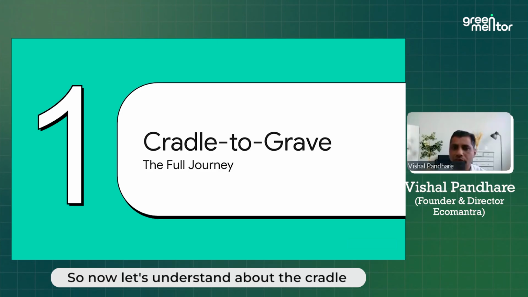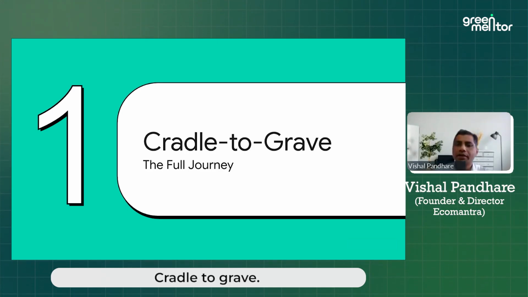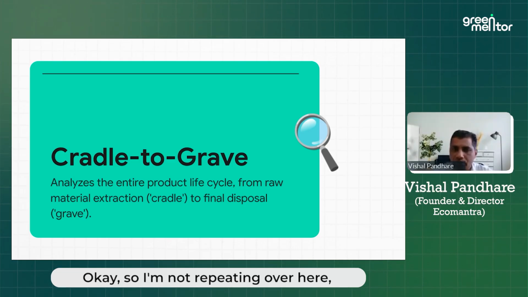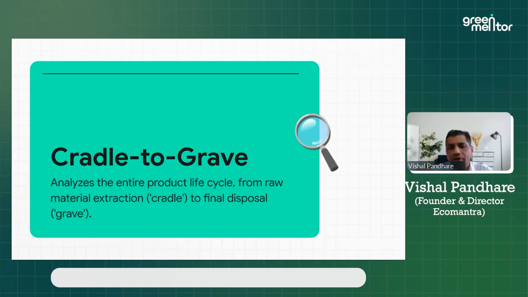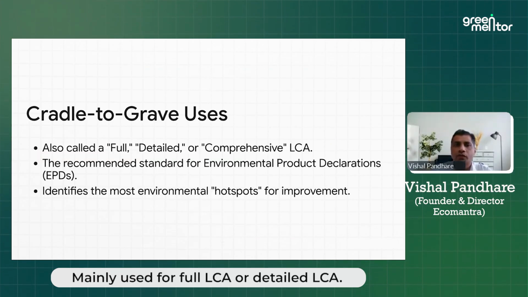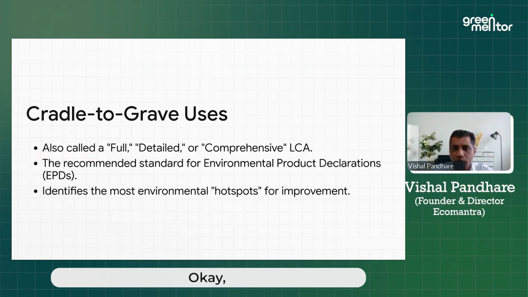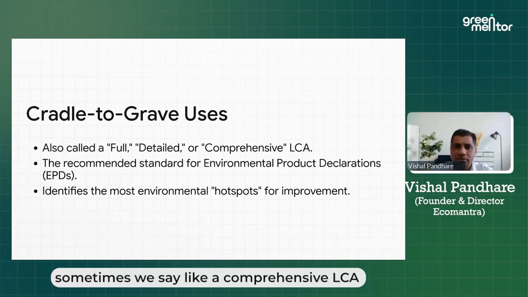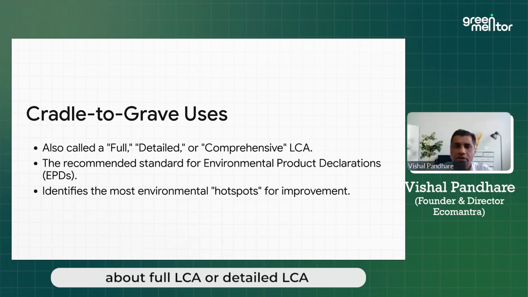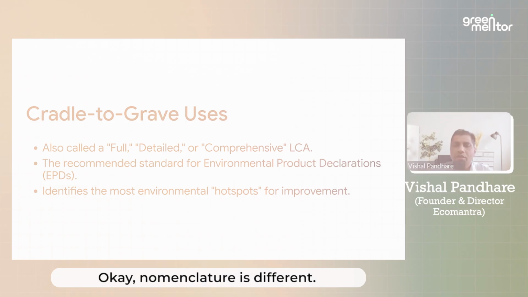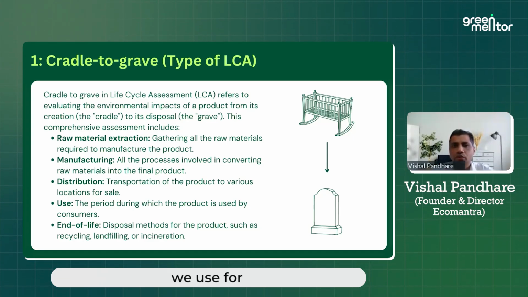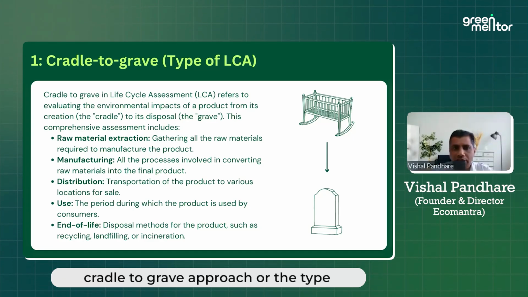So now let's understand cradle to grave. Cradle to grave is what we have learned throughout the 5 stages. Okay, so I'm not repeating it over here, but I will help you understand where we are using this one. Cradle to grave is mainly used for full LCA or detailed LCA, or sometimes we say comprehensive LCA. So whenever anyone says full LCA or detailed LCA, those are the same thing. Okay, the nomenclature is different, but the meaning is the same. So that is when we use the cradle to grave approach.